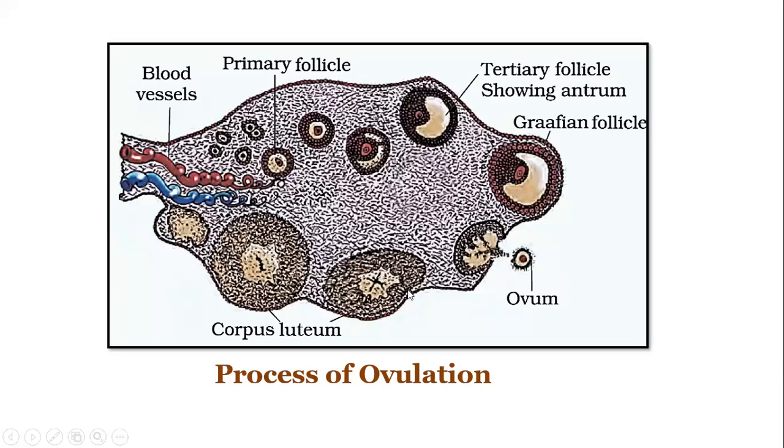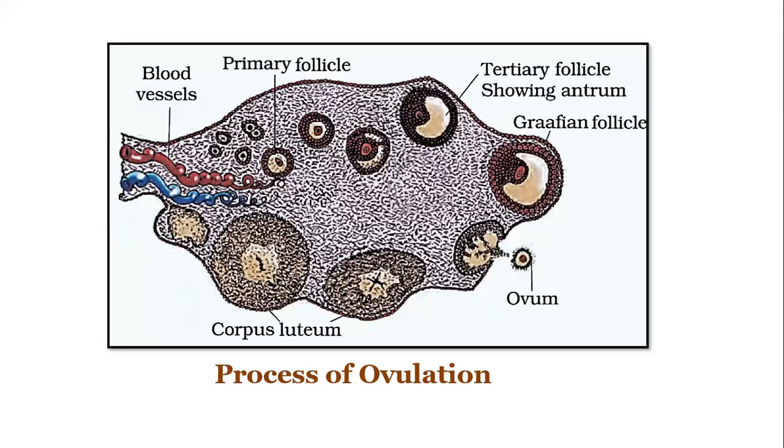The primary oocyte now completes its first meiotic division and a large haploid secondary oocyte is formed. This occurs within the tertiary follicle, right? So this is the tertiary follicle. After this, the tertiary follicle changes to a mature follicle, which is called Graafian follicle. It ruptures and releases the secondary oocyte from the ovary. This process actually is called ovulation. Here, Graafian follicle is formed. It ruptures to release the ovum. And this is called ovulation.